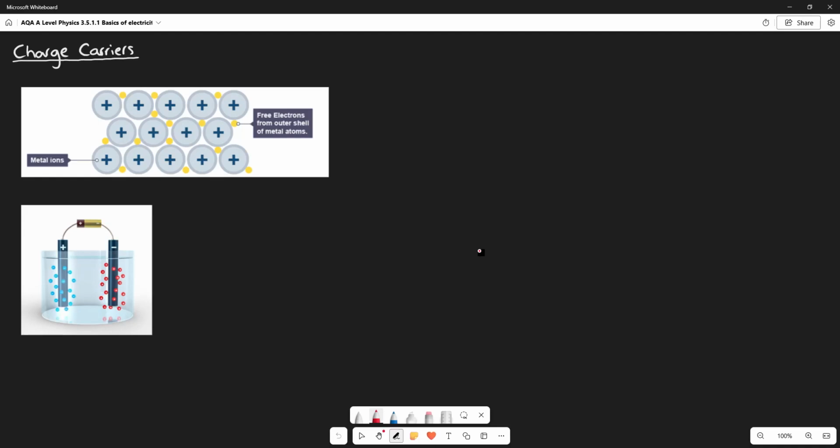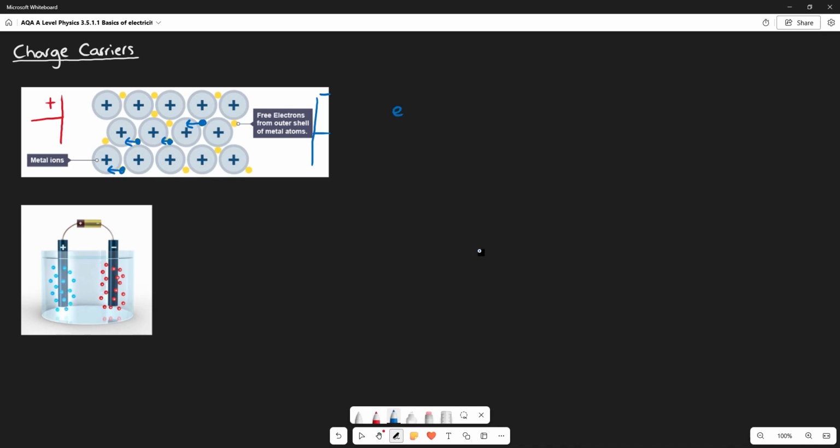If we were to put a large positively charged plate at this end and a large negatively charged plate at this end, then the negatively charged electrons would be repelled from the negative plate and attracted towards the positive plate. All of them would do this, and therefore we would have an electric current. These charged particles are the charge carriers. They carry charge through the circuit.